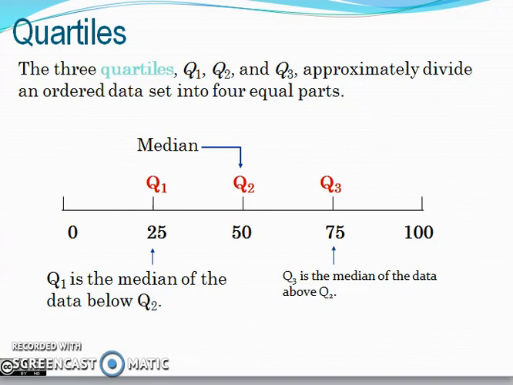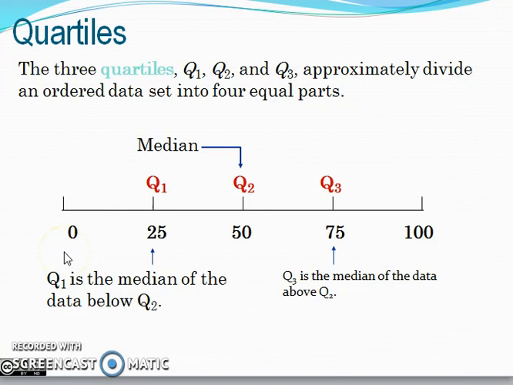So quartiles, as the name suggests, divide your data into quarters or 1/4. So let's arrange the data. Now we look at this data set over here. This data set is a simple data set. It consists of 5 numbers. So it's 0, 25, 50, 75, and 100. And it's already arranged in order for us here.